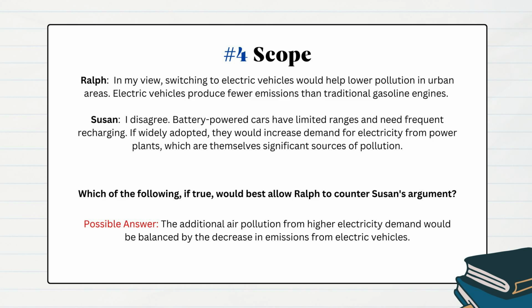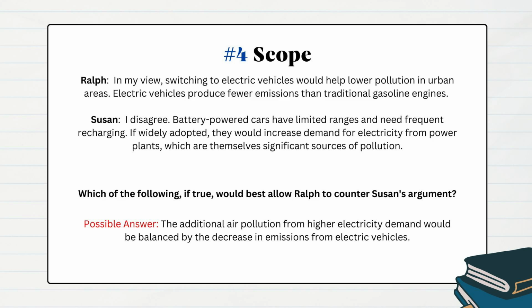And if you look below, we have one possible answer. The additional air pollution from higher electricity demand would be balanced by the decrease in emissions from electric vehicles. And at a quick glance, this answer seems pretty good. It addresses the pollution issue. It directly addresses Susan's point. Yet, with that said, it actually is incorrect. This would be a trap answer.